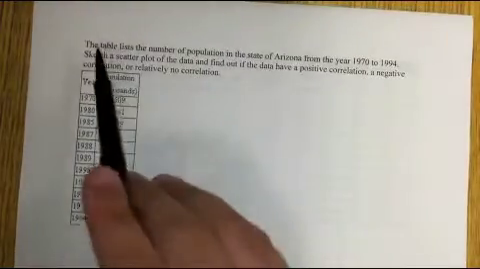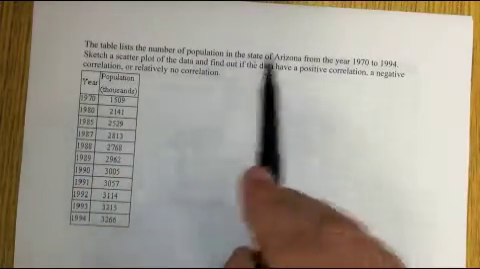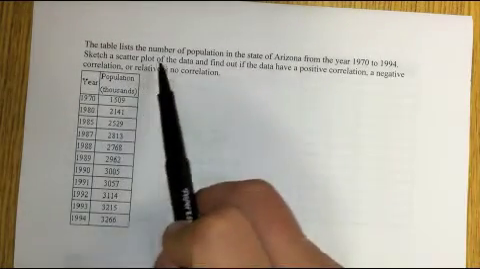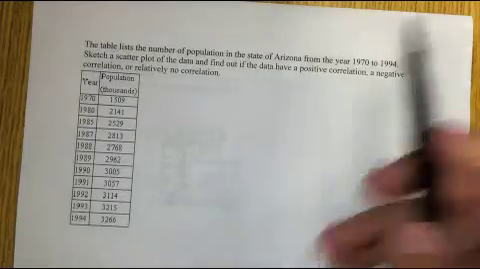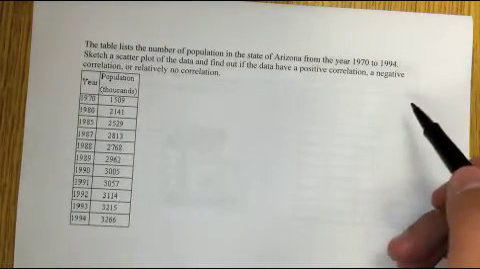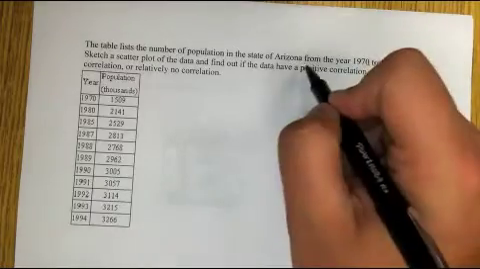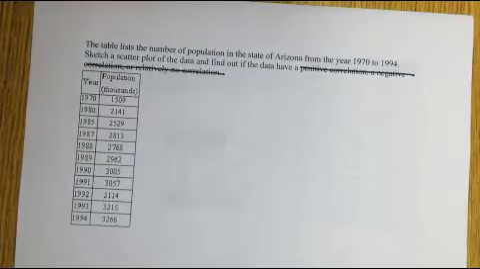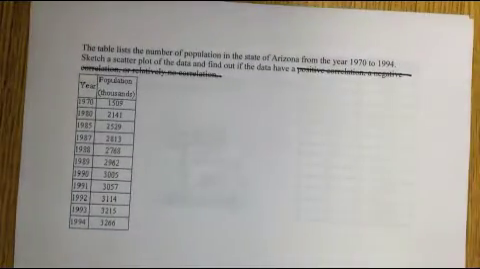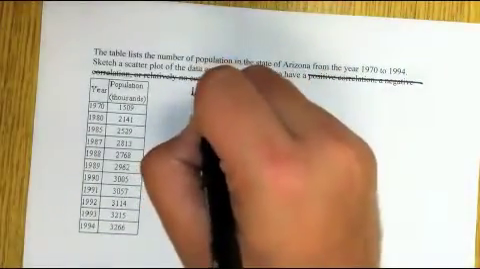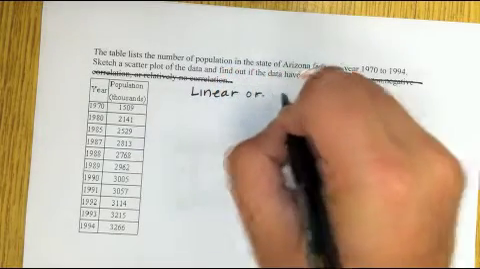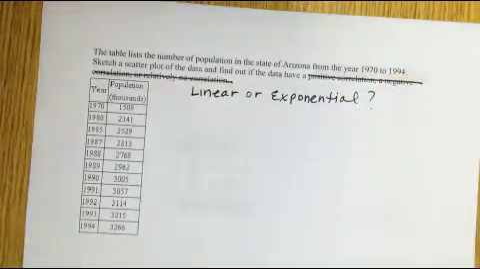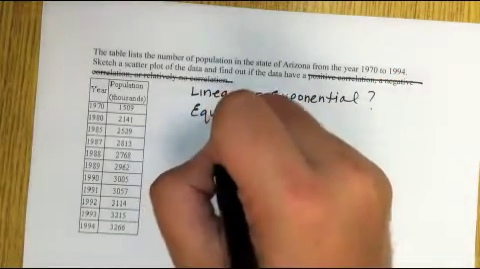All right. The table lists the population of the state of Arizona from the year 1970 to 1994. Sketch a scatter plot of the data and find out if the data has a positive correlation, negative correlation, or relatively no correlation. So the correlation part, guys, you don't have to worry about that, so ignore that. But I do want us to figure out, just like we did with the first example, is it linear or exponential?